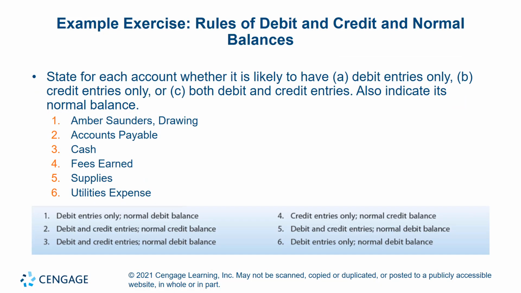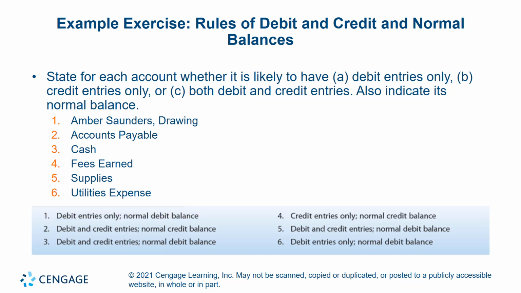State for each account whether it's likely to have debit entries only, credit entries only, or both, and indicate the normal balance. Number 1, the drawn account. Drawn is when the owner takes money out of the business. So this account balance will have activities that increase only, and the drawn account increases on the debit side. At the end of the period, the normal balance will be on the debit side, so normal debit balance.